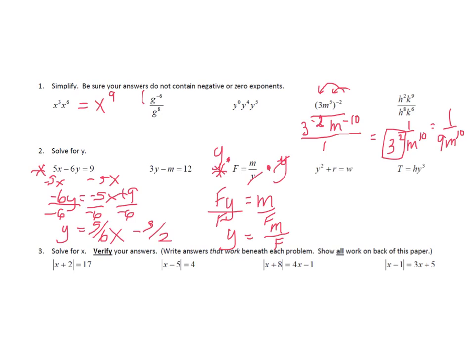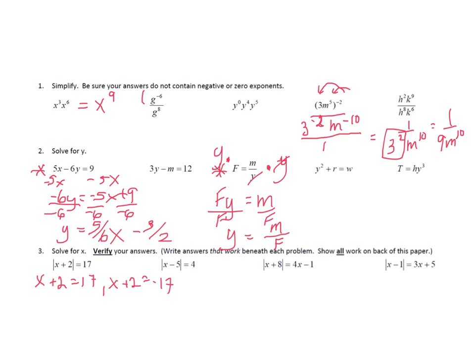Number 3 says solve for x and verify your answers. Write the answers that work beneath each problem and show all the work on the back of this paper. These again are absolute value problems, so you're going to have 2 setups for each. For instance, on the first one, x plus 2 equals 17, you would solve for x plus 2 equals 17. I'll let you figure that out. But also x plus 2 equals negative 17, because the absolute value of negative 17 is 17.